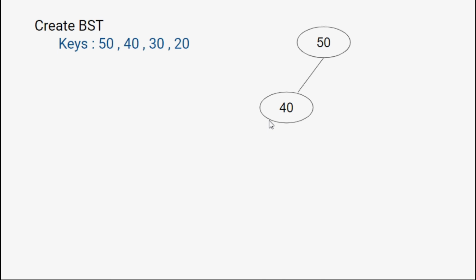Next is 20. Now 20 is again less than 50, less than 40, less than 30. So it is going to be the left child of 30.